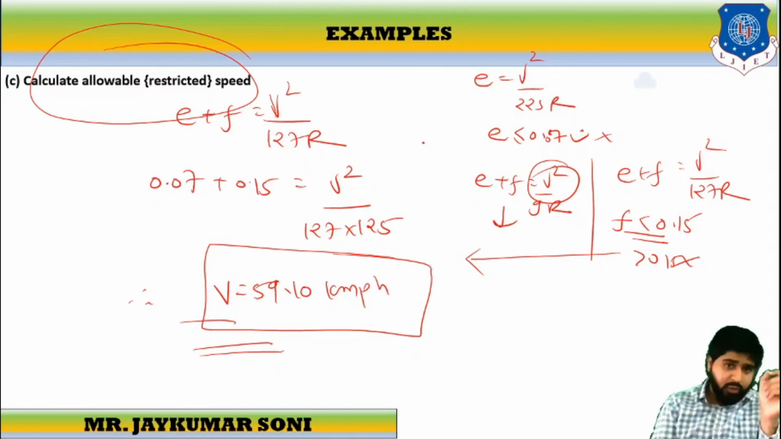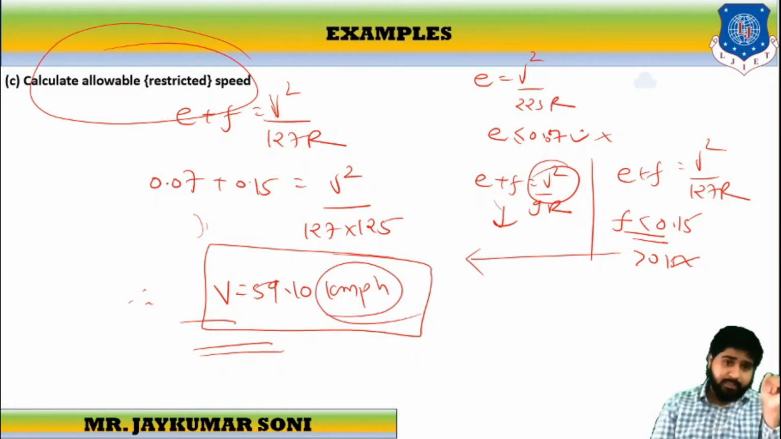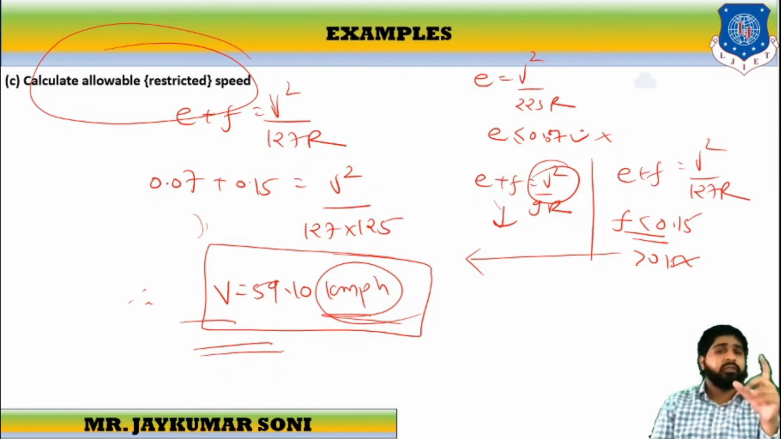If you use this equation, then the speed that you are getting, you have to multiply that speed with 3.6 in order to get that speed in kmph. And the unit is mandatory to be written. If the unit is not written, then your marks can get deducted. Now let us move towards another segment.